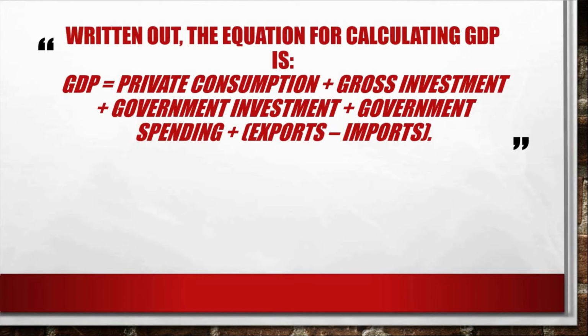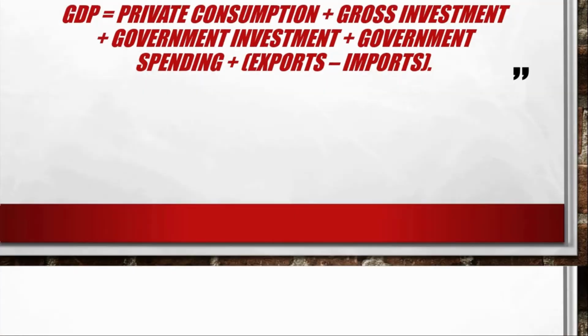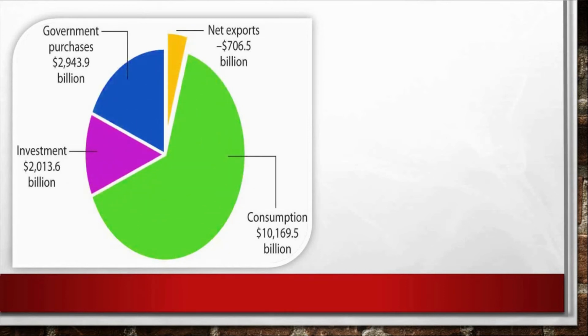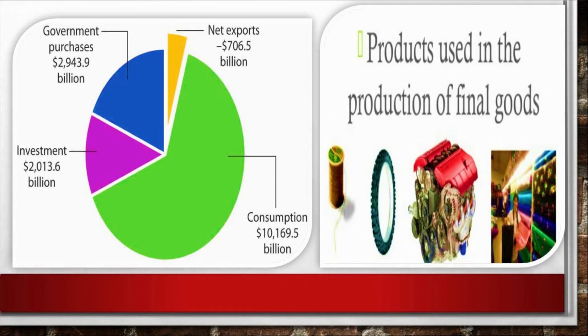Remember that C plus I plus G are expenditures on final goods and services. Expenditure on intermediate goods does not count in calculating GDP.